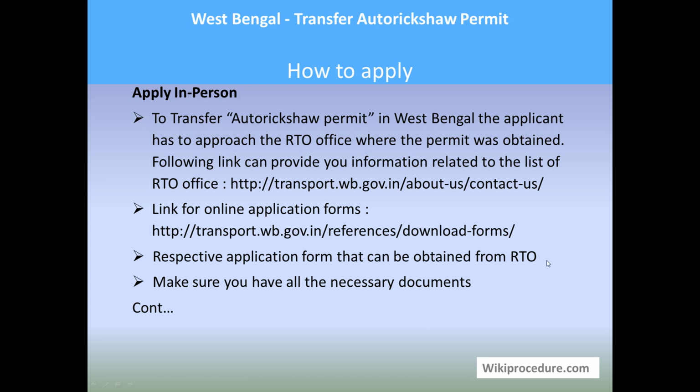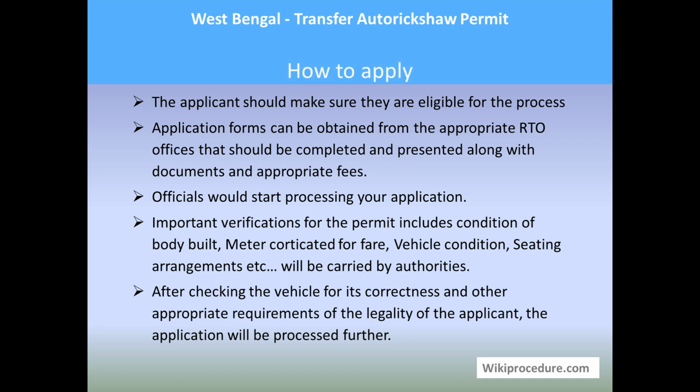Respective application form can be obtained directly from the RTO. Make sure that you have all the necessary documents for applying, because missing out one document, your application stands rejected. The applicant should make sure they are eligible for this process, and has to go to the RTO office, collect the form directly, fill the application form, attach all the documents and submit it to an officer there. He will mark the amount on the counter which you need to pay. Go to the counter, stand in the queue, on your turn, submit these documents and pay the fees.